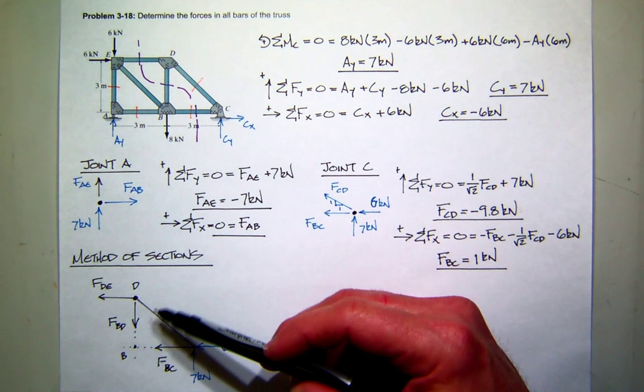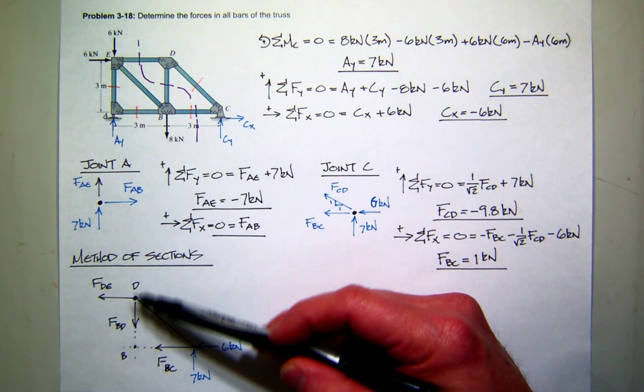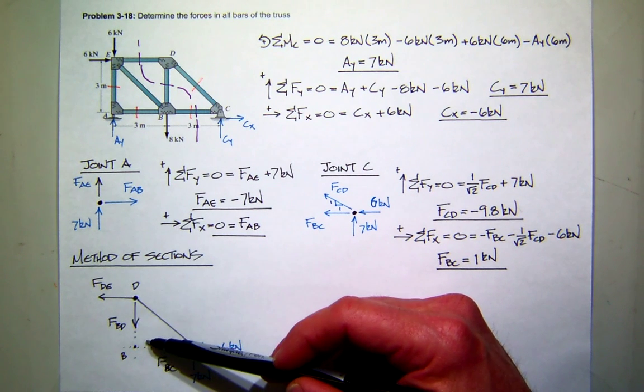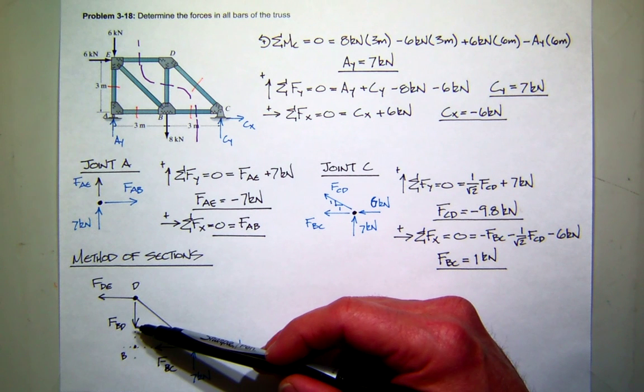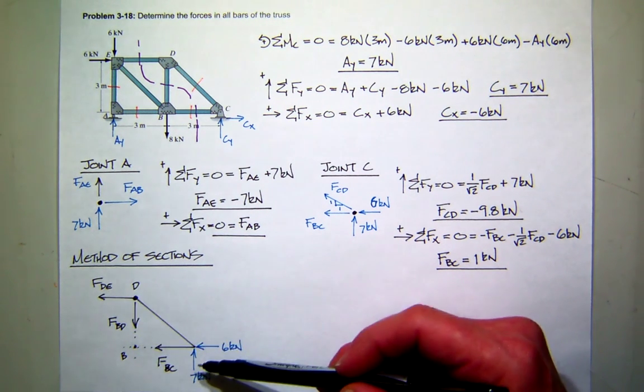The other thing to notice is conveniently that BD is the only force that has a vertical component. So I should be able to sum forces in the y direction and get that, and not worry about what DE is or BC.